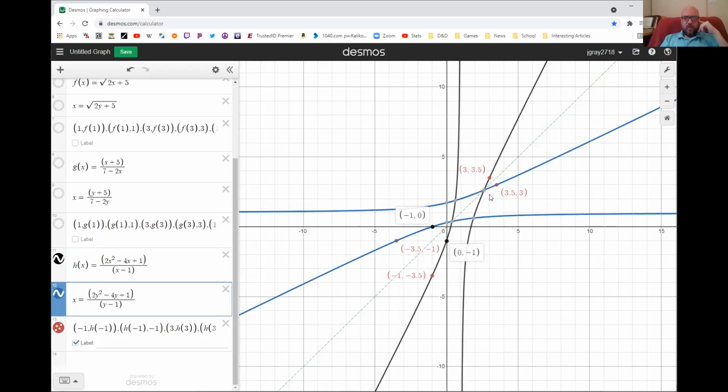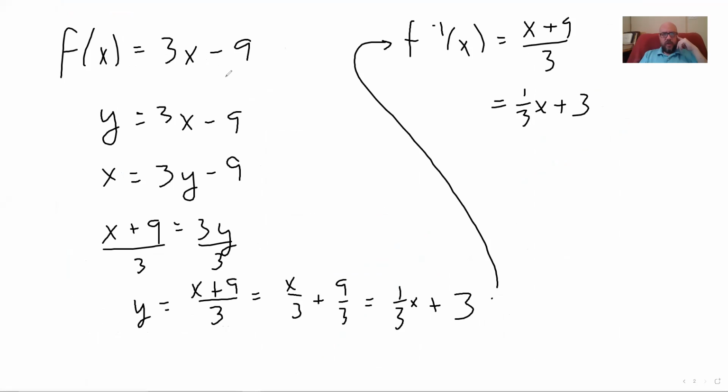Let's do one more linear example. It'll be relatively quick, and then I think we'll be done. Actually, finding inverses is pretty easy. There's not a lot to it. We're going to do the same exact thing. I'm going to take this function. This is y, so I'll write it as y. Switch x and y. Solve for y.